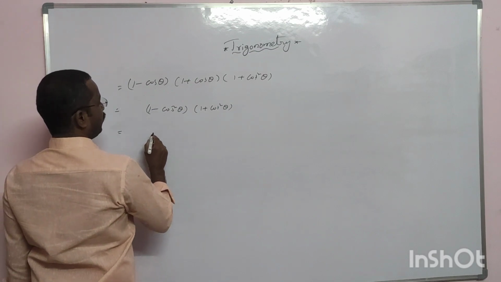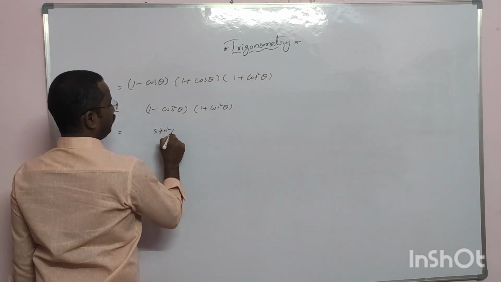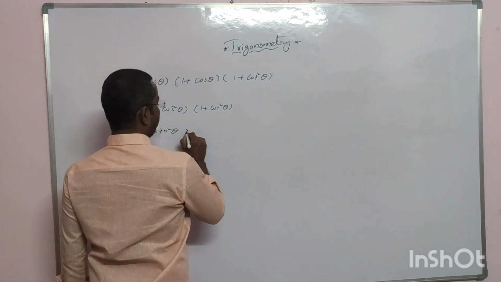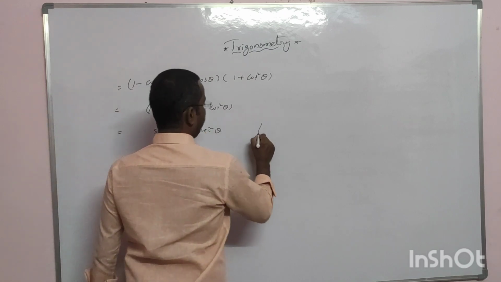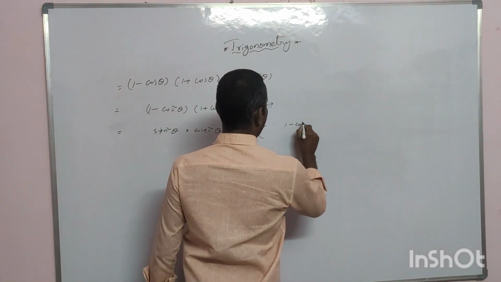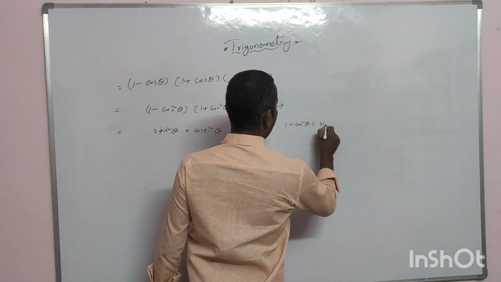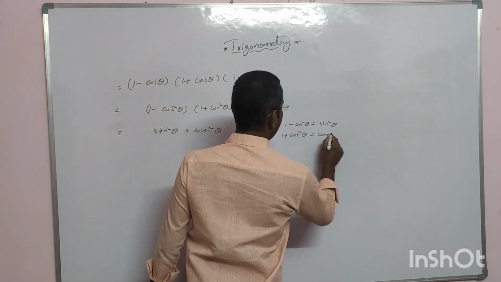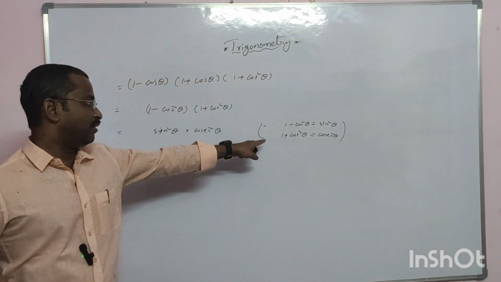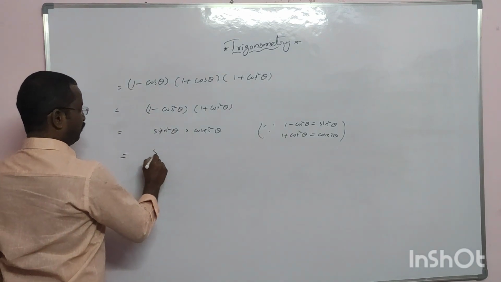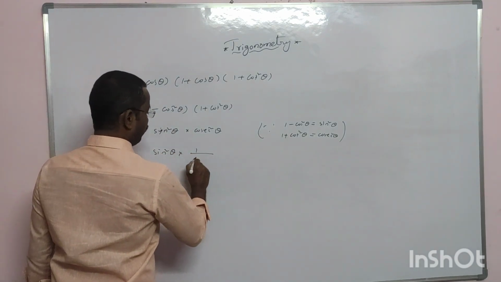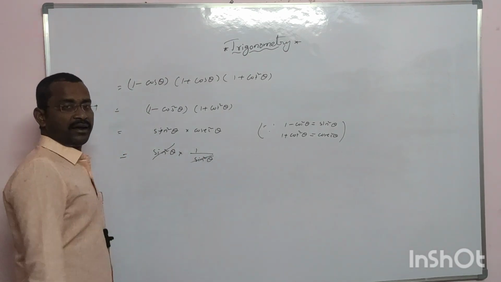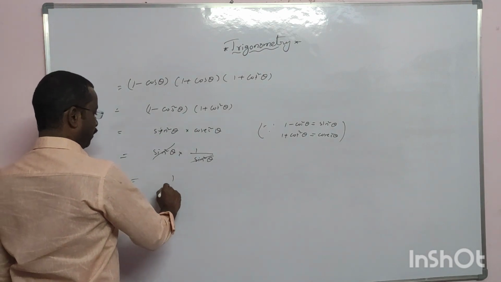1 minus cos square theta means what? Sin square theta. Because 1 minus cos square theta is sin square theta. 1 plus cot square theta is equal to cosec square theta. You can write, since 1 minus cos square theta is equal to sin square theta, and 1 plus cot square theta is equal to cosec square theta. These are the reasons. And sin square theta remains same. Cosec square theta can be written as 1 by sin square theta. Sin square theta cancels. So what do you have as balance? 1.